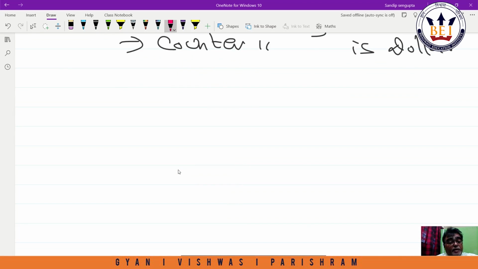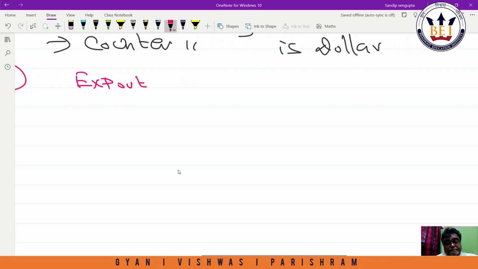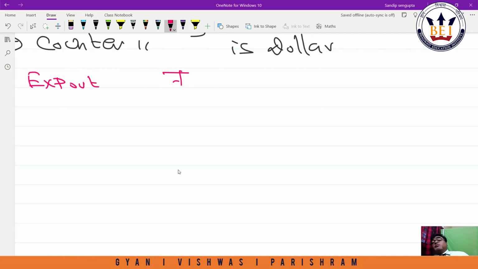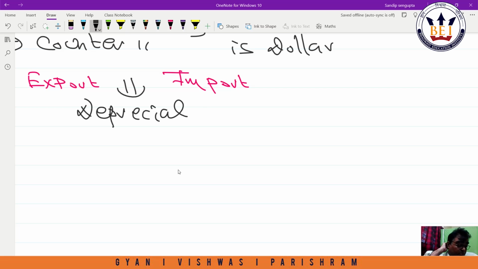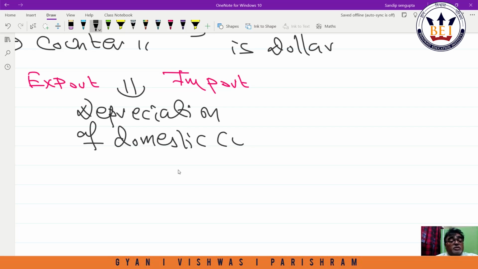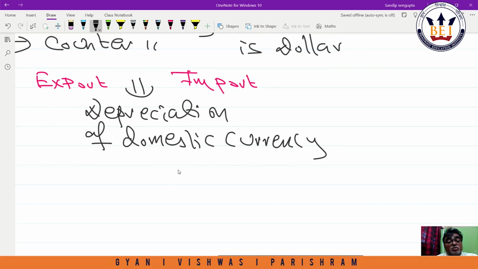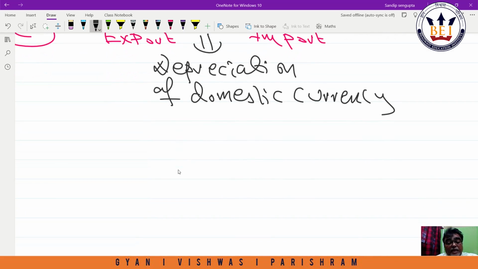C, common sense. One is the export part, another is the import part. In this case, depreciation of domestic currency, correct? Because $1 is equal to 65, it becomes $1 is equal to 68. So what is that? The value is depreciated. Domestic currency value is depreciated in terms of foreign currency.